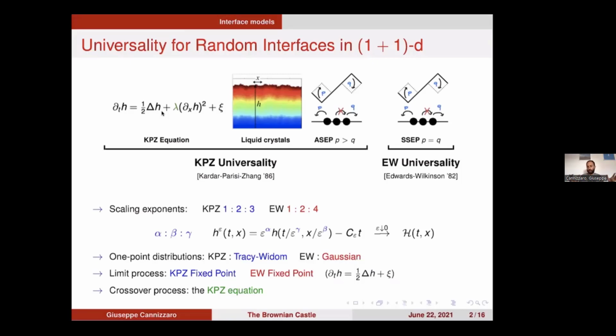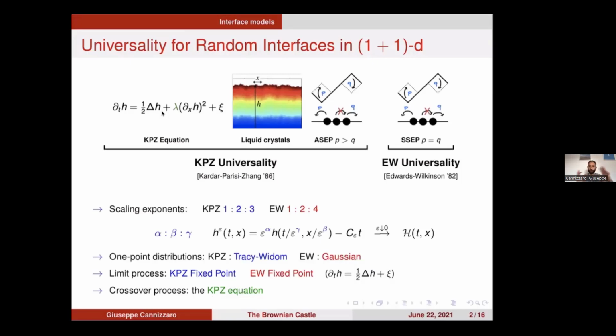And this transition is encoded by a crossover process, which is the so-called KPZ equation. It's this equation here. And what does it mean to be a crossover process? I'll say it very vaguely, and I just wanted to add it because maybe, time allowing, I'll show you something similar to this, which plays a similar role later.